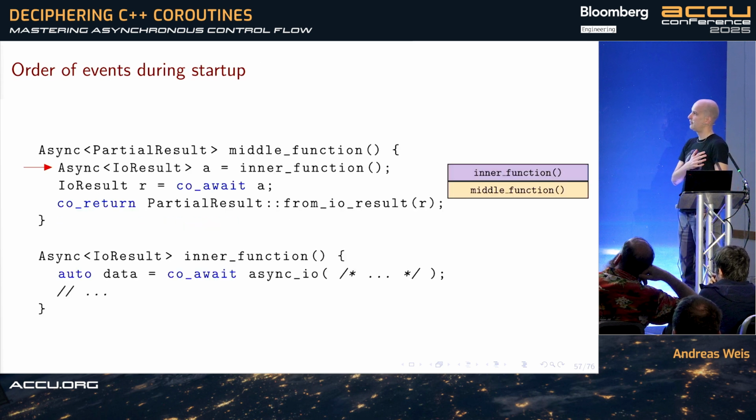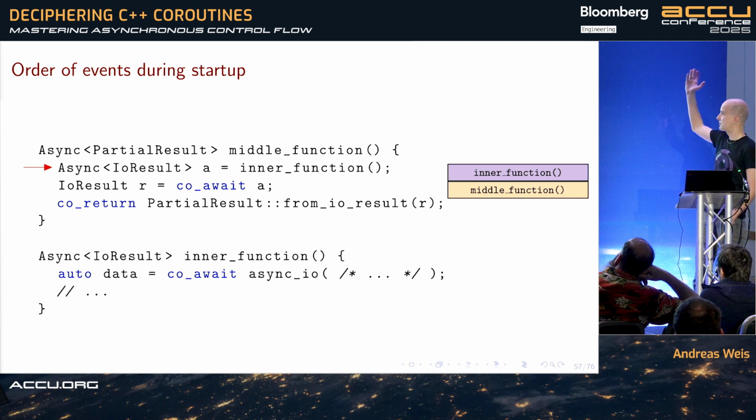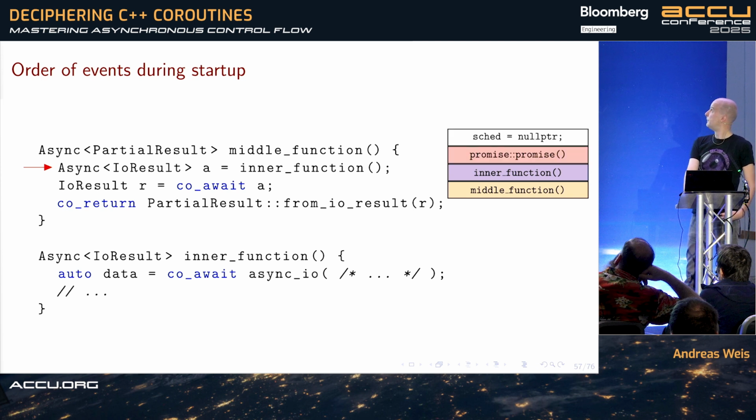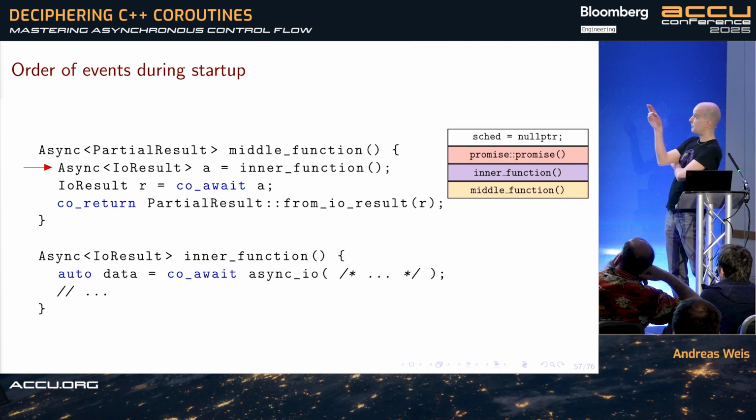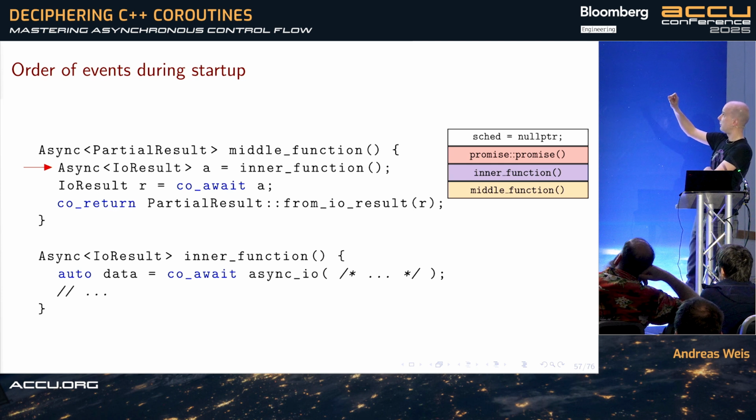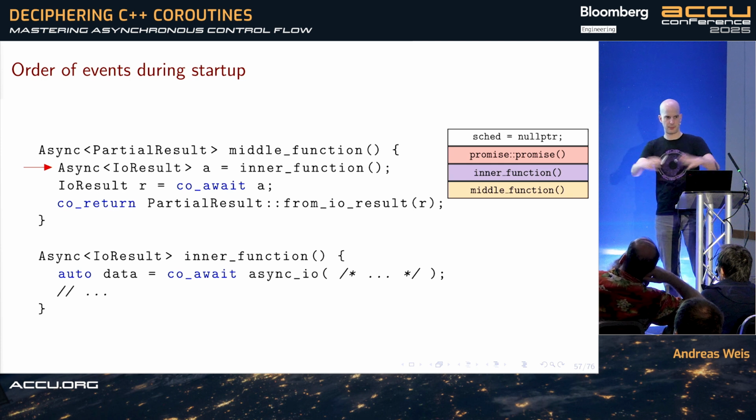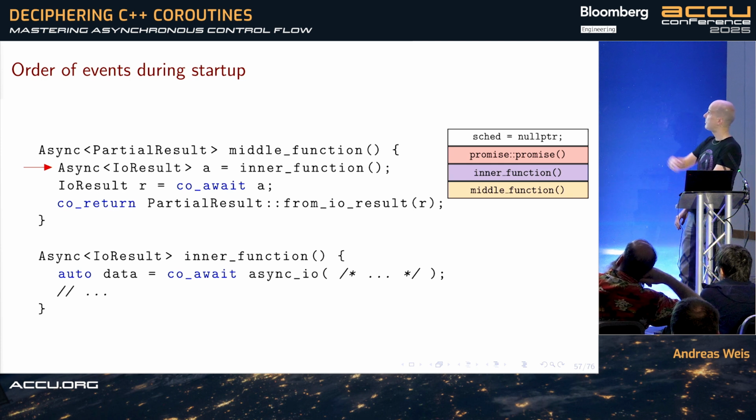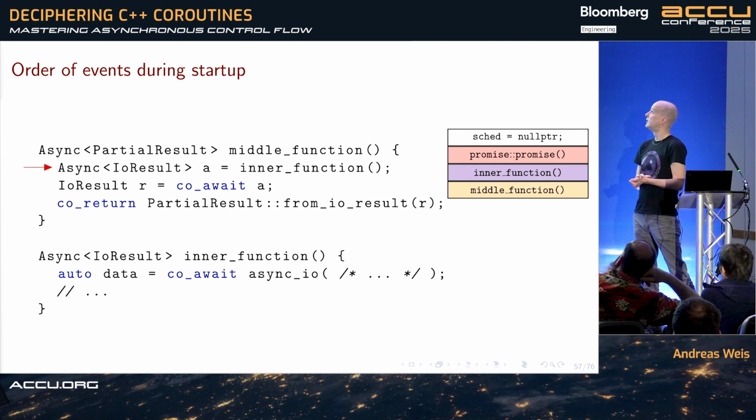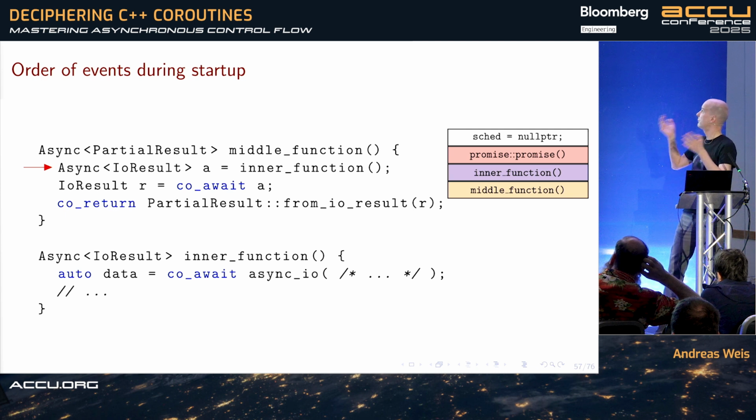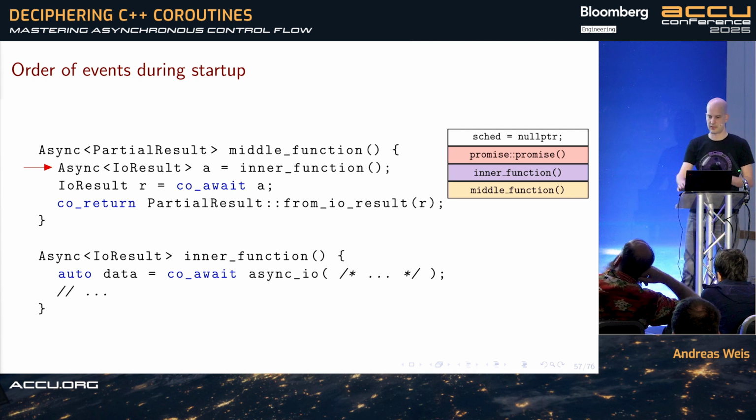So let's look at the order of events during startup here. We have the middle function calling the inner function. And this is just a normal function call, right? Like we're spawning up our stuff in the beginning. What happens here is when the inner function starts for the first time, it constructs its promise, right? That's part of the startup of the coroutine. But at that point, when the promise constructor is called, it does not know the scheduler yet, right? There's no arguments there that would tell us this, so it can only set it to null. It doesn't have the scheduler yet.